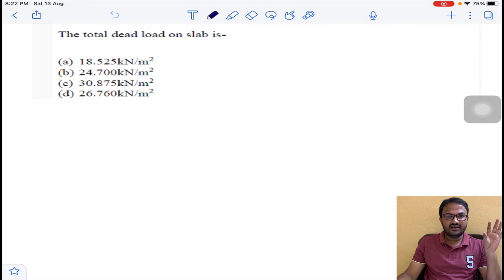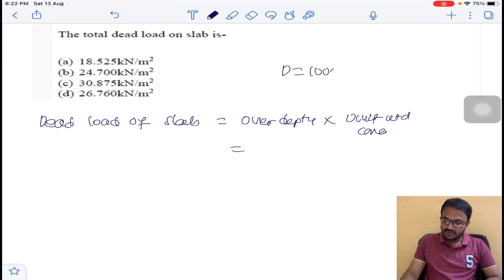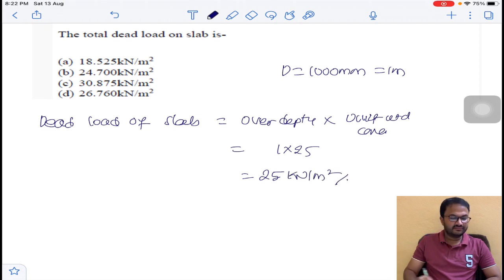Obviously, dead load means self weight of concrete and bearing course. Self weight of concrete is per unit area. First of all, I will take the dead load of the slab. He has given much information in the problem, but we consider whatever is required. So now, dead load of slab is equal to overall depth into unit weight of concrete. Overall depth, capital D, is equal to 1000 mm, that is 1 meter. 1 into 25 is 25 kilonewton per meter square. So this is per unit area, that is L and B are considered as 1 and depth is 1.